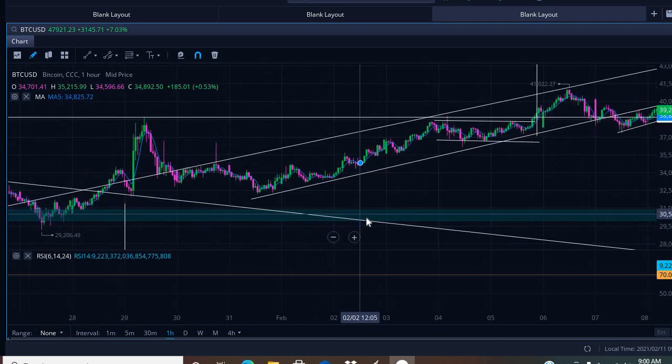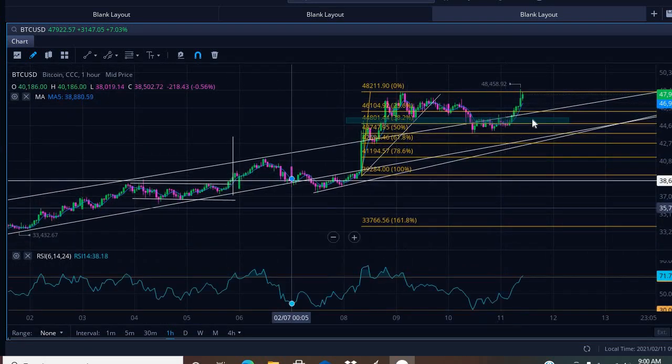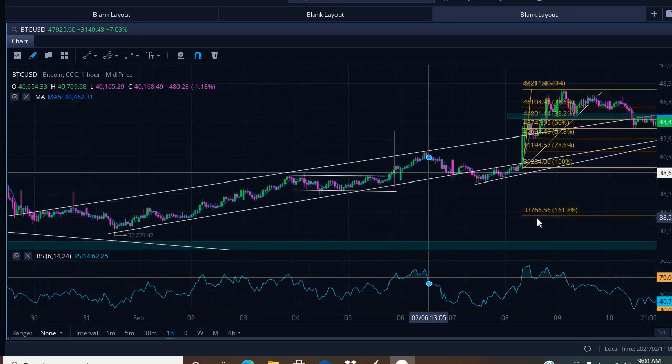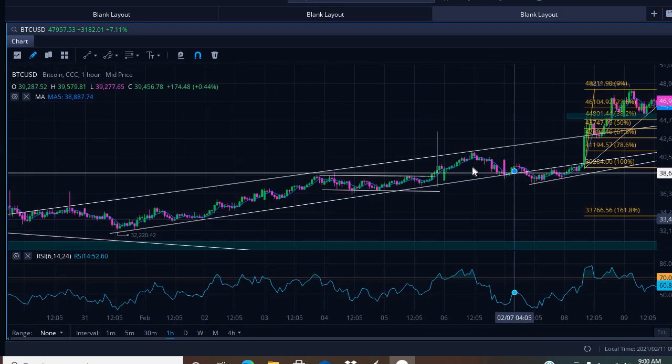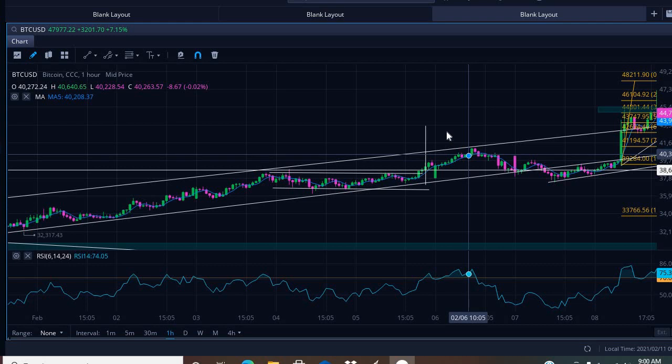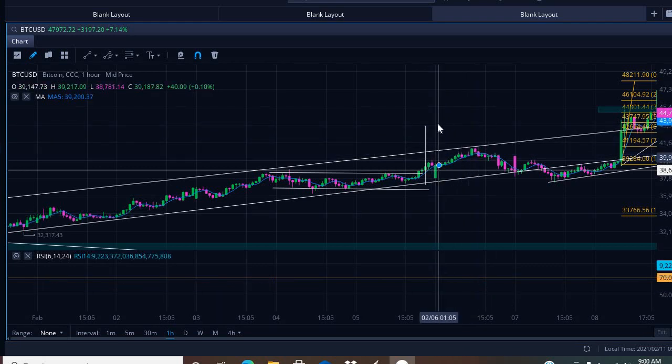It has been resistance and support. Currently, it is now support for Bitcoin. Look at Bitcoin, it's trying to rally right now as we speak. But this is an extremely important level of resistance, which is potentially one of the reasons why it didn't hit this price target. This is basically just me telling you that the price targets are fairly accurate most of the time, not always.